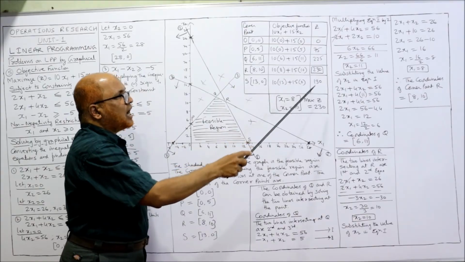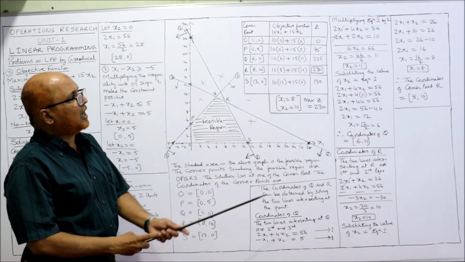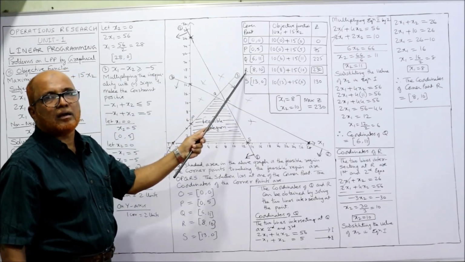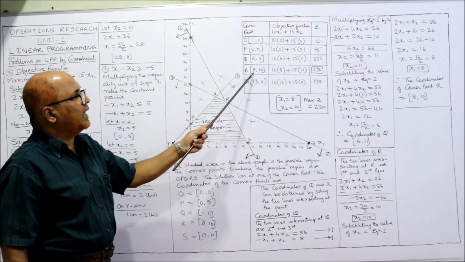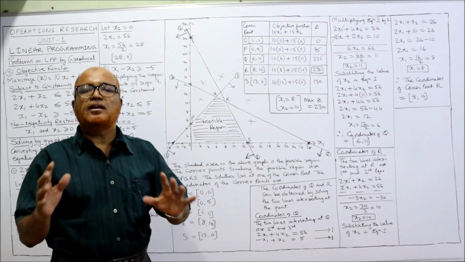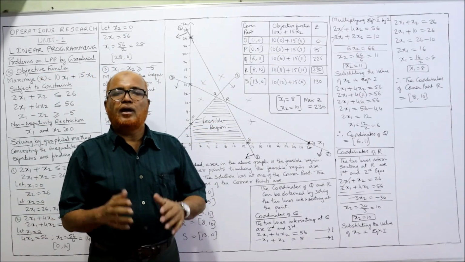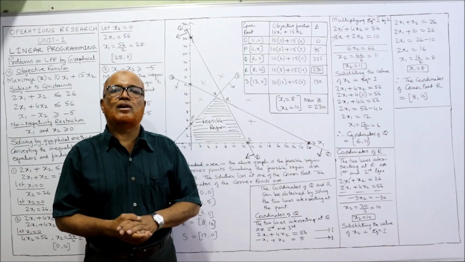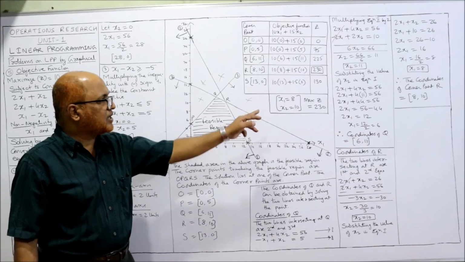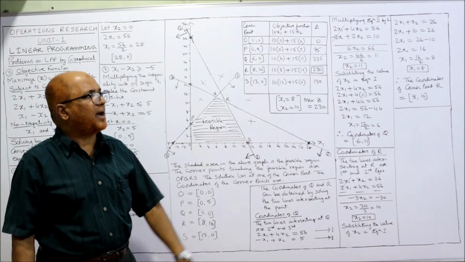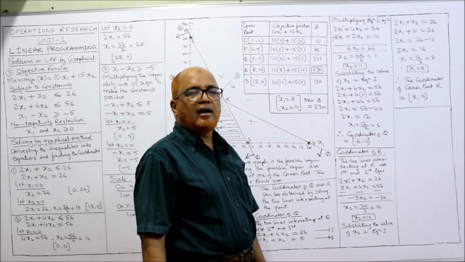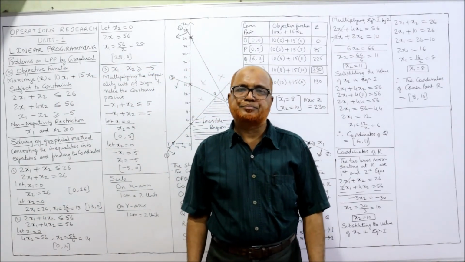Now find out which is the highest value of z. The highest value of z is 230 at the corner point R, where x1 is equal to 8 and x2 is equal to 10. So finally we got the solution. In order to maximize the value of z, x1 should be 8 and x2 should be 10. And the maximum z is 230. That's it. So this is the end of problem number 5.